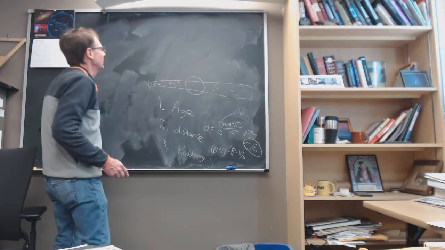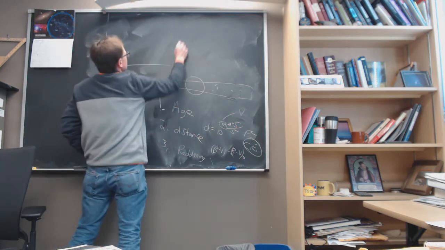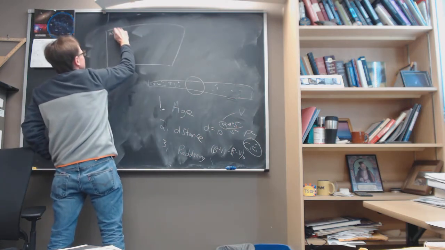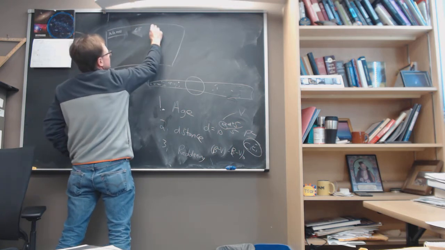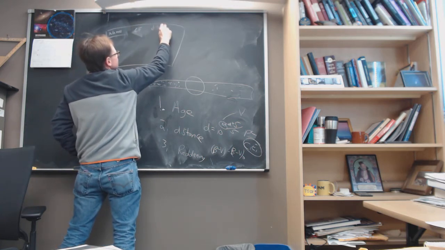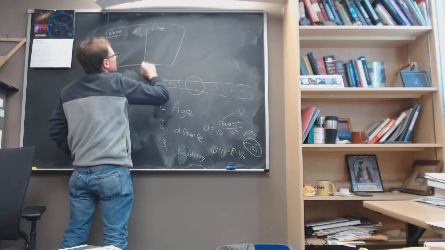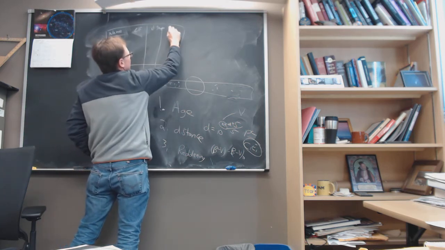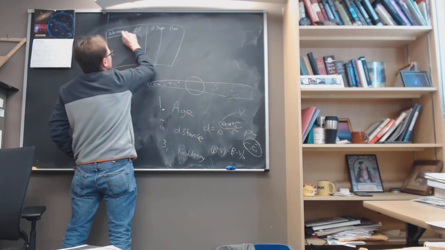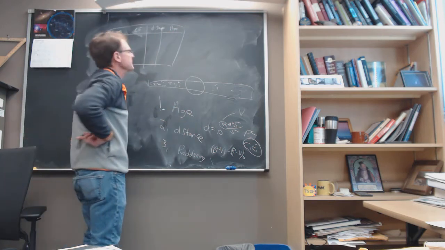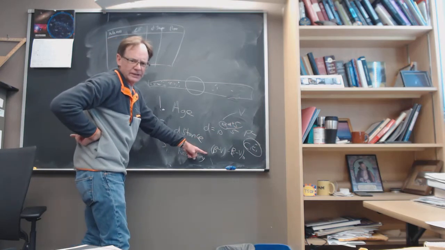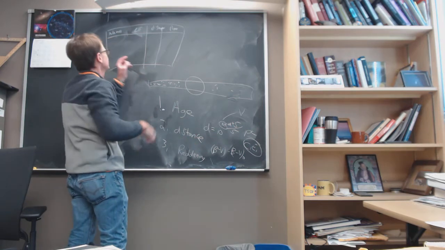So as you're going through here, you should be making a table. Make a table with the name of each cluster, the color excess that you've measured, the distance that you've measured, and, what we're going to do here, the age that you've measured for each cluster. So you get the distance this way, and you get the reddening, the color excess, this way, and start filling it out.